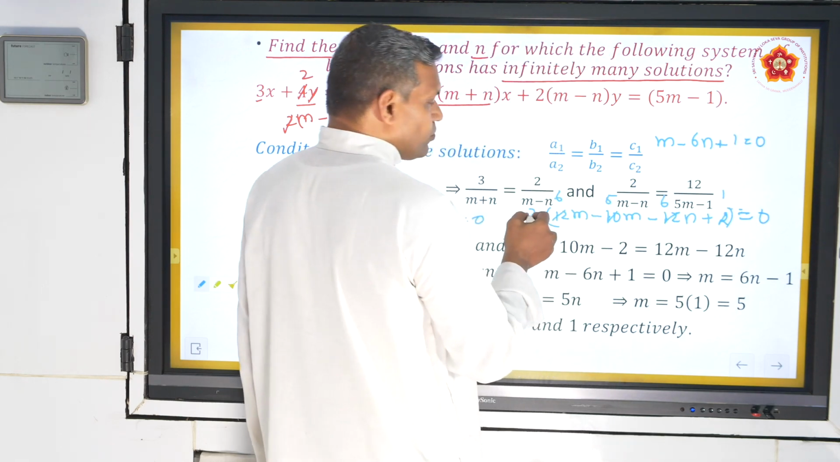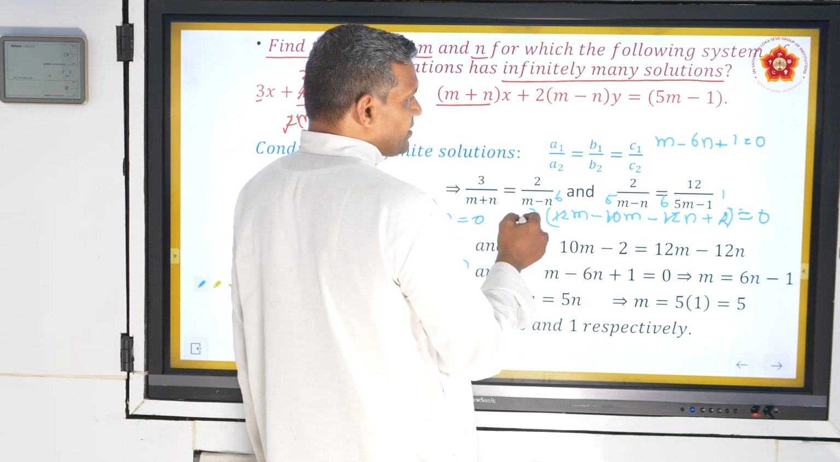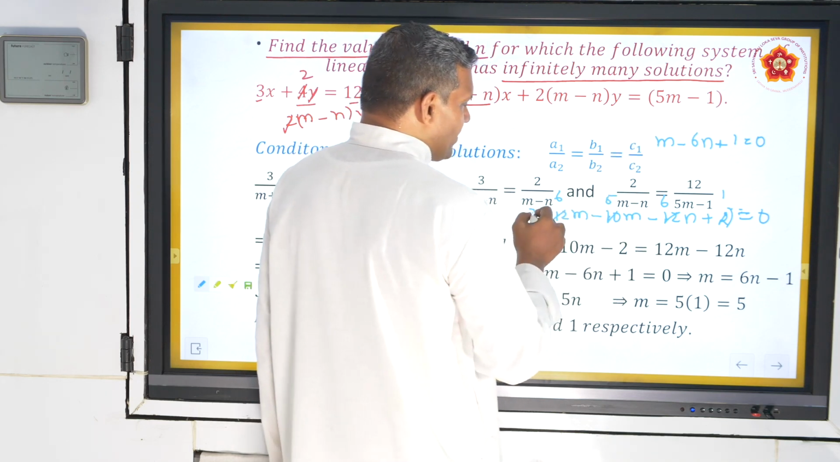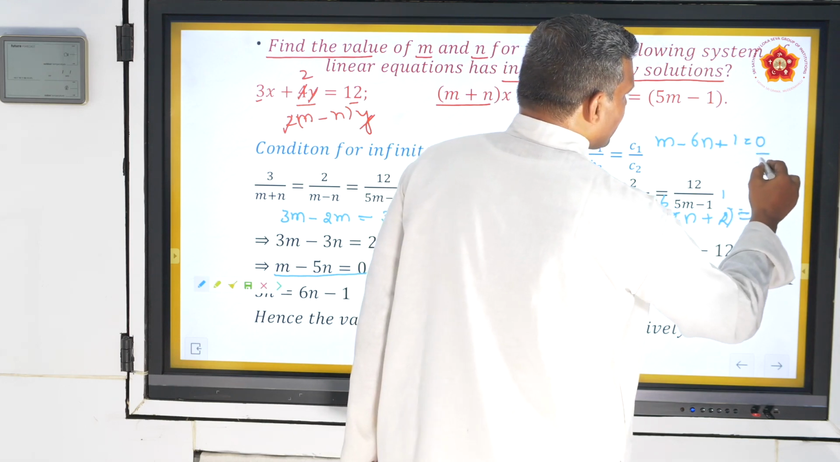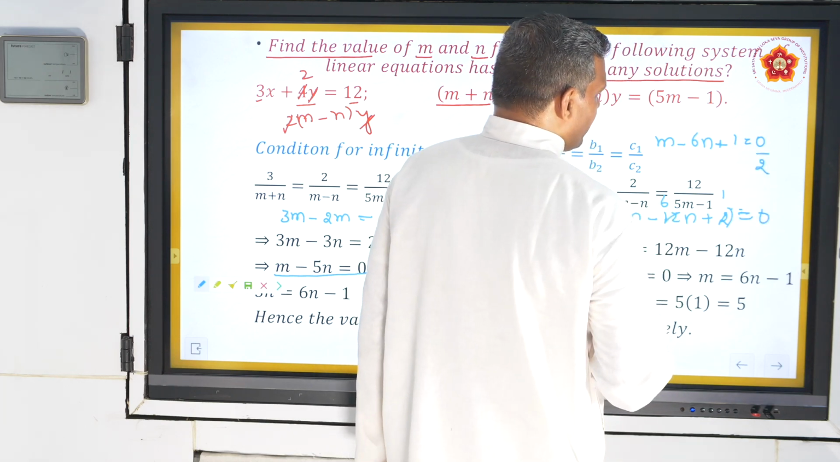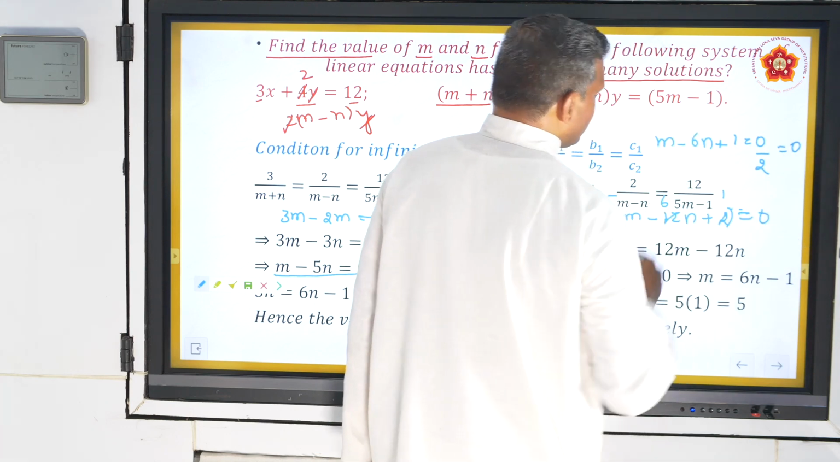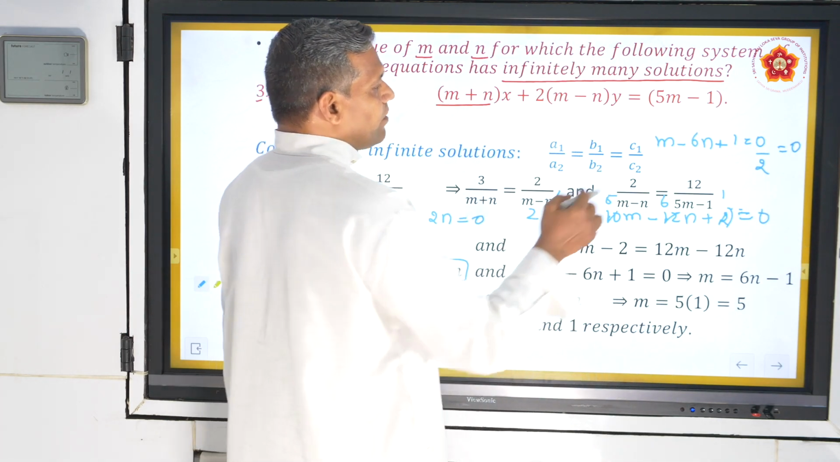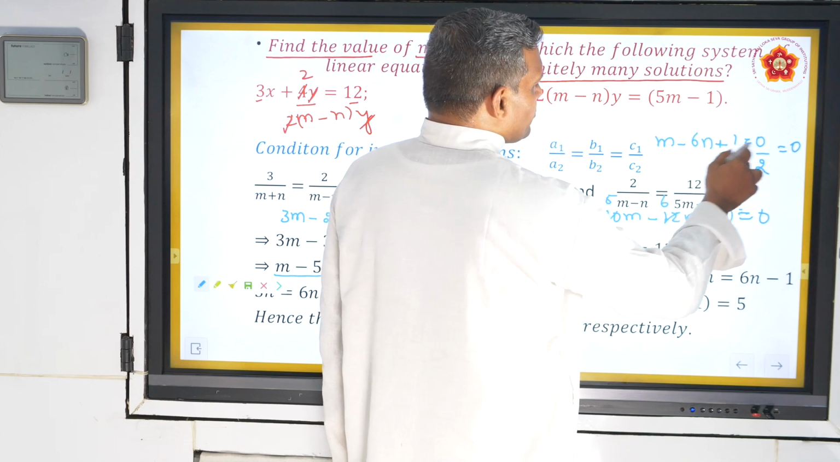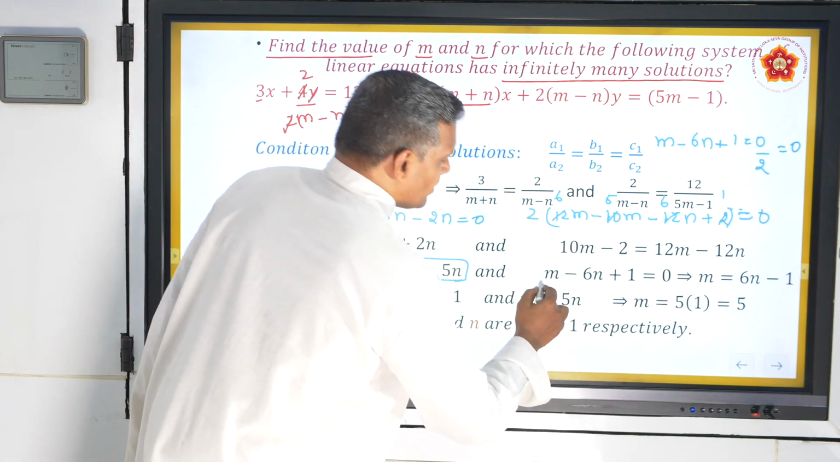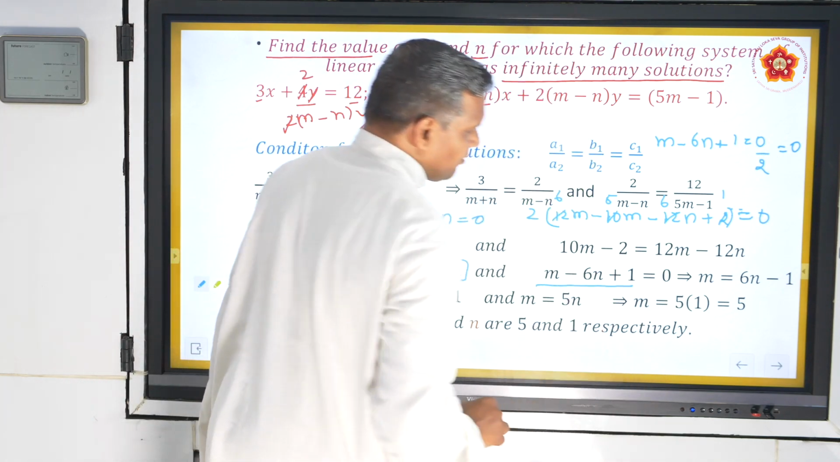What happened to this 2, the number taken common? It is multiplying this side. When I transpose it to the other side, it becomes dividing, and 0 divided by anything is 0, hence the whole equation becomes this. So what is my new equation now? m minus 6n plus 1 is equal to 0.